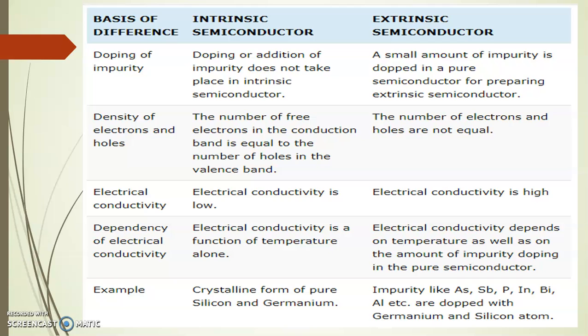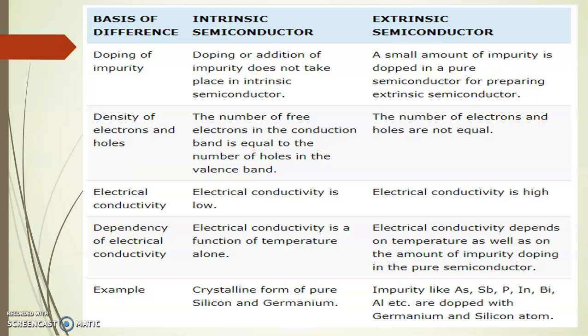And in the extrinsic semiconductor, extrinsic means impure, so we can obtain extrinsic semiconductors by adding impurities to them, and impurity is nothing but some other material. The process of adding impurity is called doping. Due to the doping, the conductivity of the semiconductor increases. Thus, extrinsic semiconductors have better conductivity than intrinsic semiconductors.